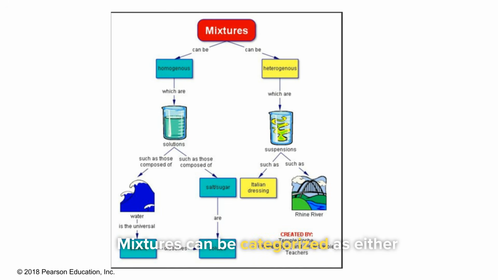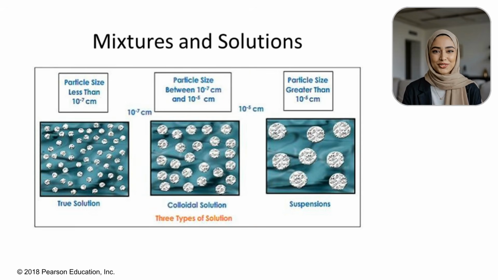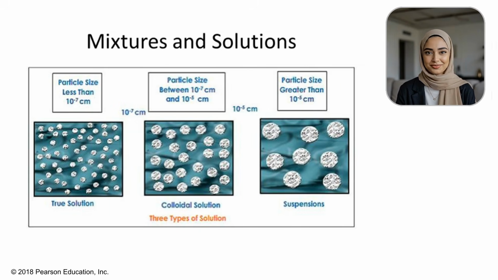Mixtures can be categorized as either homogeneous or heterogeneous. Homogeneous mixtures are referred to as solutions, which consist of a solvent that dissolves one or more solutes. Solutions are classified by particle size. True solutions have the smallest particle size, followed by colloidal solutions, and finally, suspensions, which feature the largest particles.